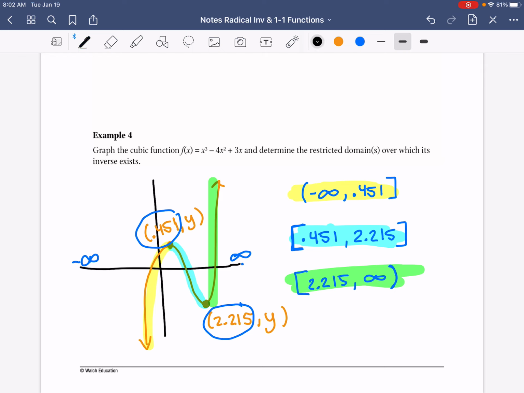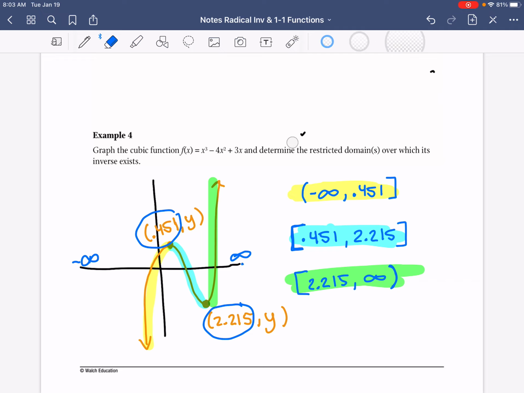However many, I'm just going to draw a random graph. However many turning points there are, you're just going to cut it at whatever those turning points are, and those are going to be your pieces. So you have a piece here, and here, and here, and here, and here. So this one I have 1, 2, 3, 4, 5 different pieces because there are 4 turning points. However many turning points there are, you're going to have one more piece than that.